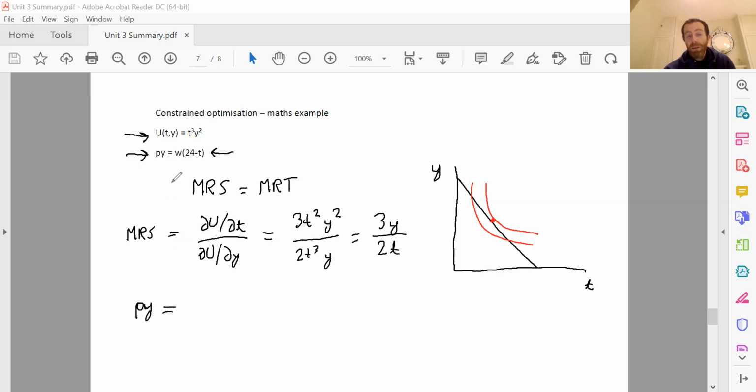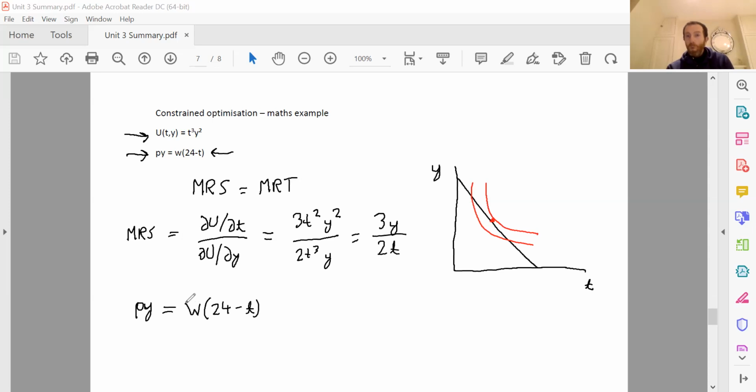And the right-hand side represents their total income, because it's the wage multiplied by 24 minus T. T, remember, is free time per day. 24 minus T is the number of hours worked per day. So the wage per hour times the number of hours worked is their total income every day. So this has to be true, right? Their total spending has to be equal to their total income.